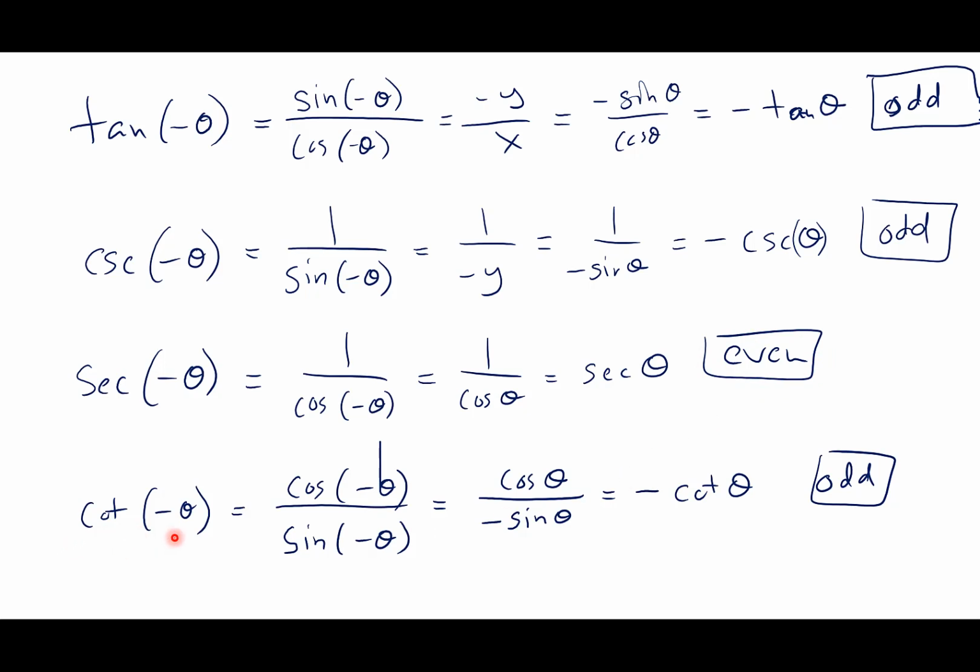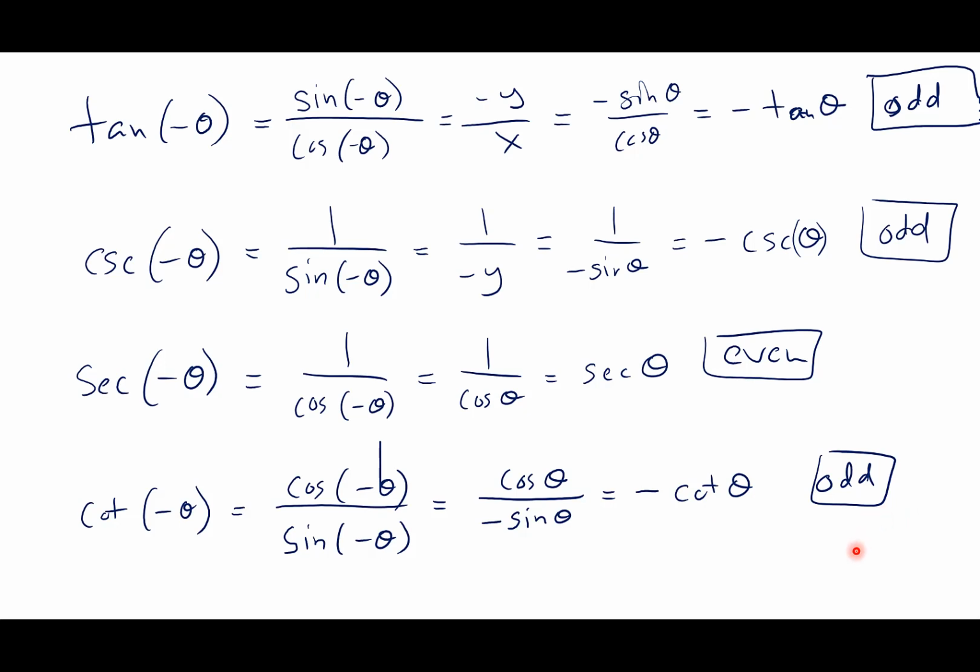And last one, cotangent. Cotangent of negative theta, that's going to be the ratio of cosine to sine this time. For cosine, it gets to be dropped out. For sine, it has to go in front. Move the negative to the outside, and the ratio becomes cotangent once again, which proves it's an odd function.